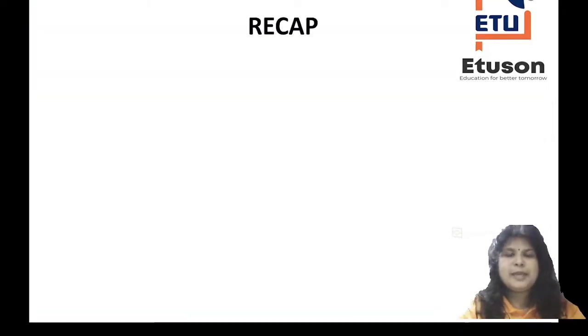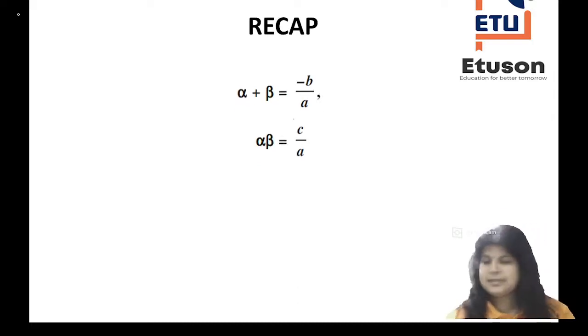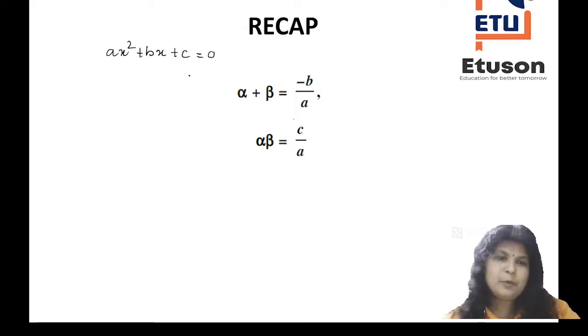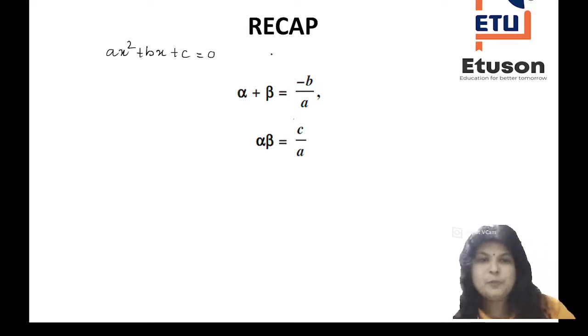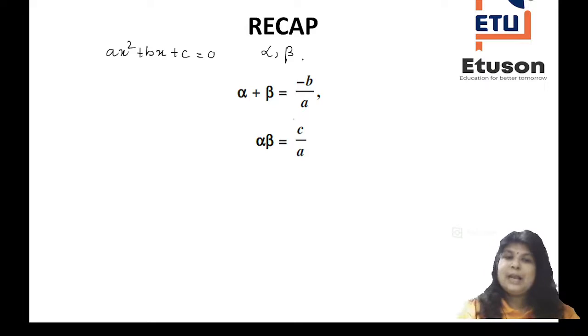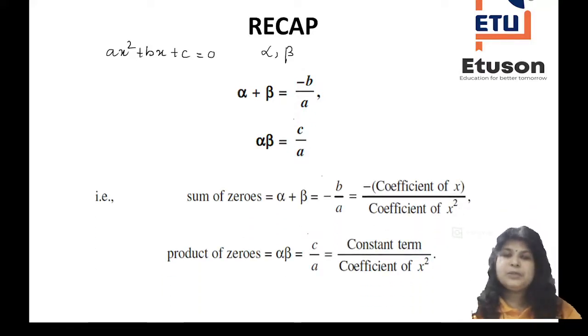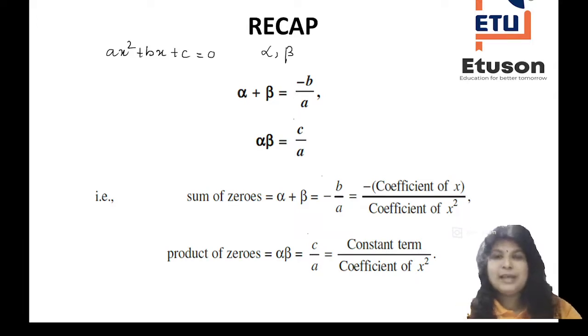So before solving problems from exercise 2, let me remind you what we have discussed in the previous class. If you remember, in the previous class we discussed the relationship between the zeros of the quadratic polynomial and its coefficients. If the quadratic polynomial is of the form ax square plus bx plus c equal to 0, and alpha and beta are the zeros of the polynomial, then alpha plus beta is equal to minus b by a and alpha into beta is equal to c by a, where minus b is minus of the coefficient of your x term, a is the coefficient of your x square term, and c is the constant. So the sum of zeros, alpha plus beta, is equal to minus b by a, that is minus of coefficient of x divided by coefficient of x square, and the product of zeros, alpha into beta, is equal to c by a, that is the constant term divided by the coefficient of x square. Hope you have remembered this formula.